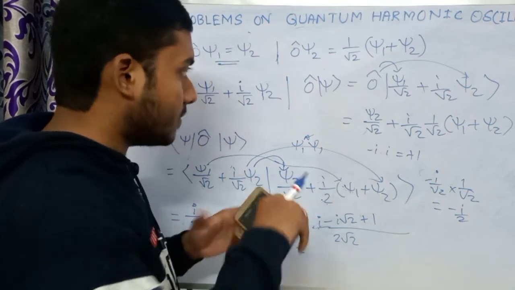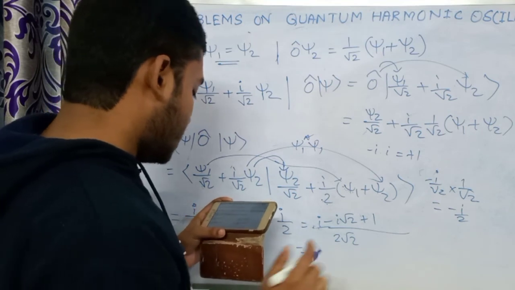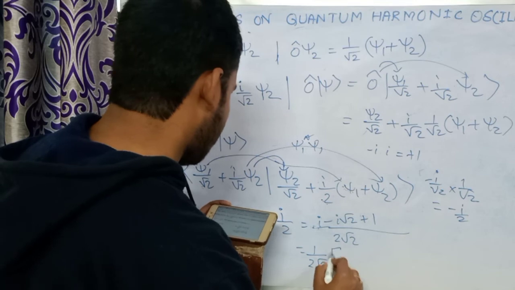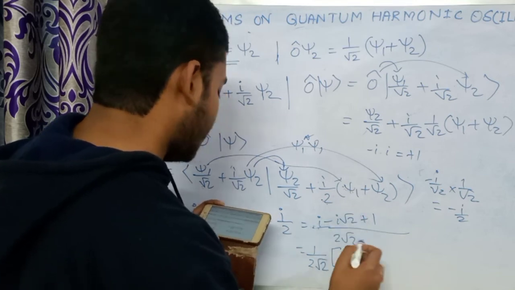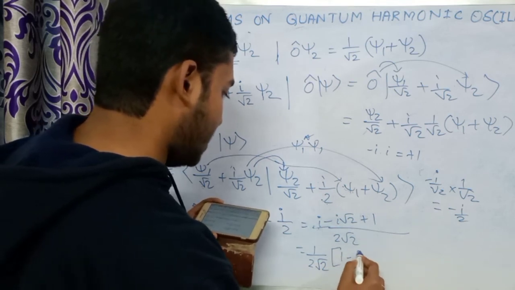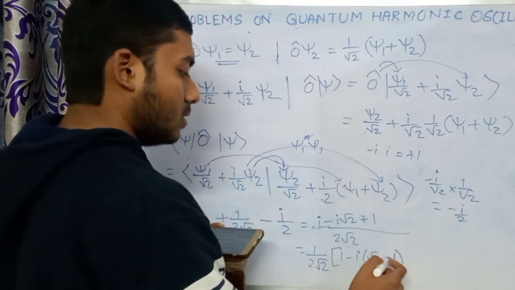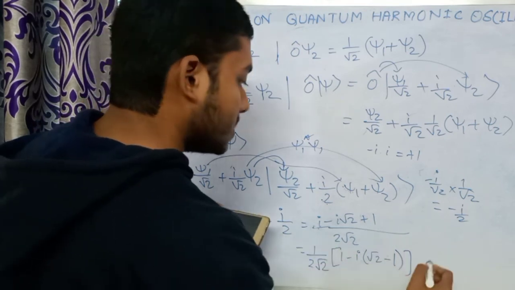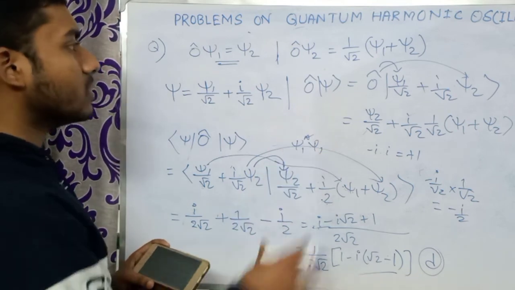Now the answer is in the options. Looking into the options, rearranging, 1 by 2 root 2 into 1 plus, I can write this like 1 minus i into root 2 minus 1, i, okay, this is final. So the option D is correct here, right? You can easily understand this. So this is the concept.